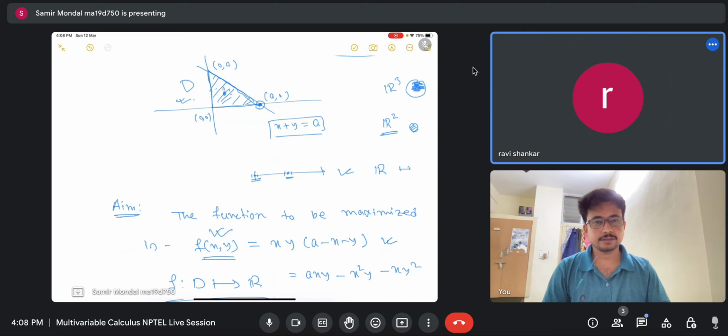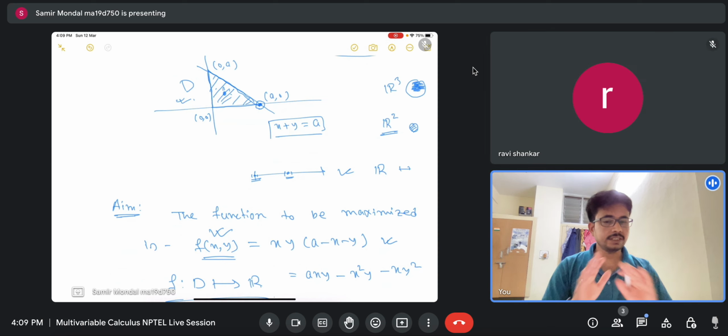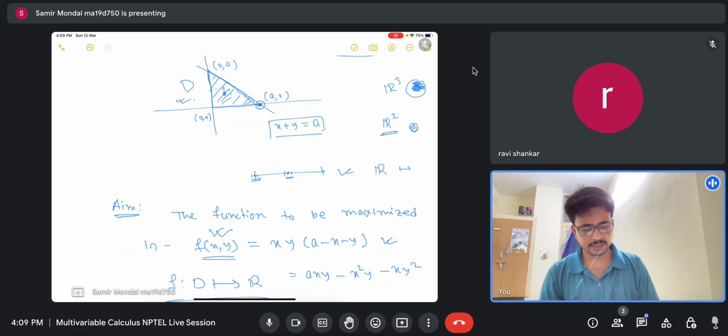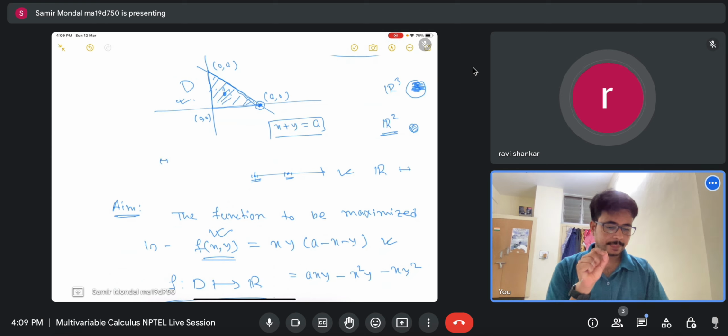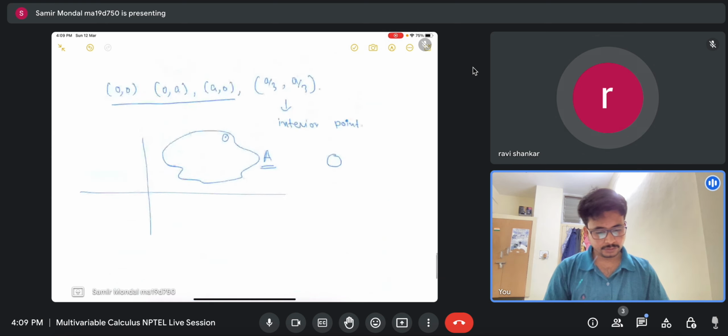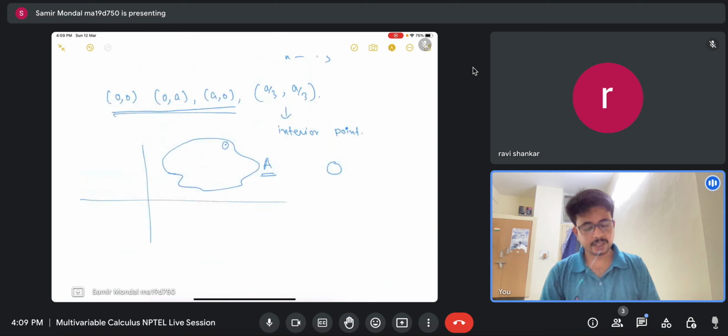Clear? So one general definition is there. I am not going into those things; this is enough for you. For R, an open set is an open interval. Interval means take one ray only. For R2 take an open disc, and for R3 take an open sphere. So these three points are not interior points, only this one is our interior point.